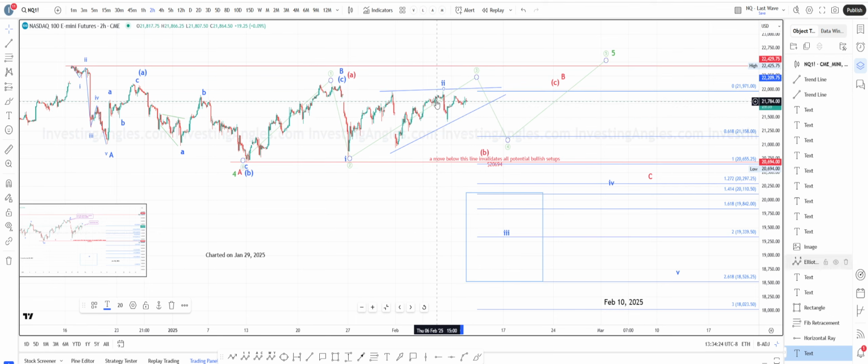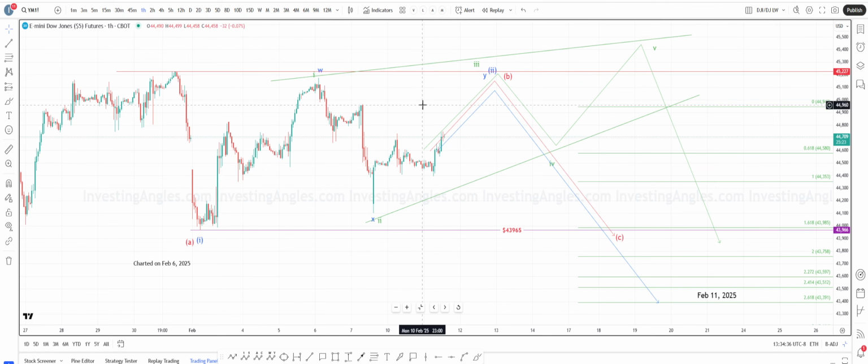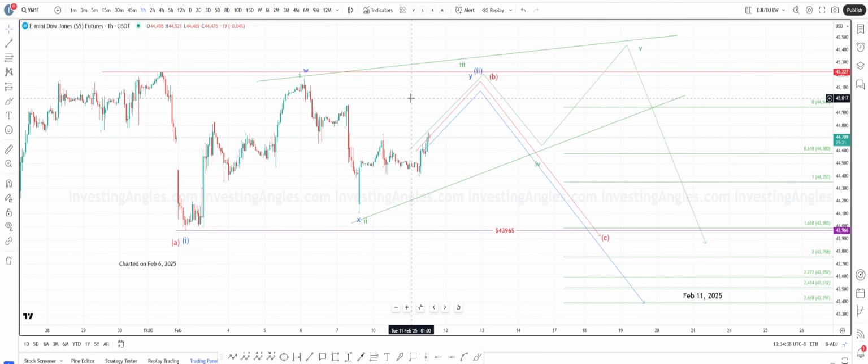We have corrective waves in both directions, and we are waiting for a very clean and clear signal regarding the direction. And now let's move on and have a look at Dow Jones. Dow Jones has been the most accurate so far, and the most informational from the Elliott Wave perspective.